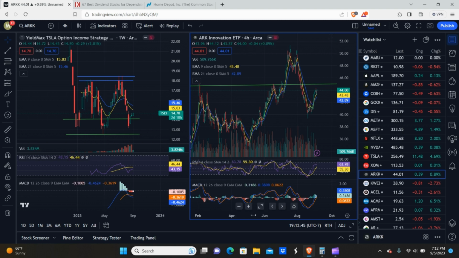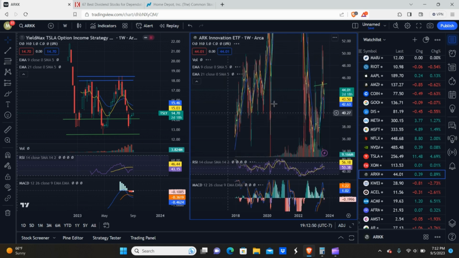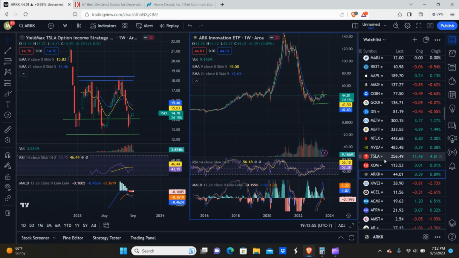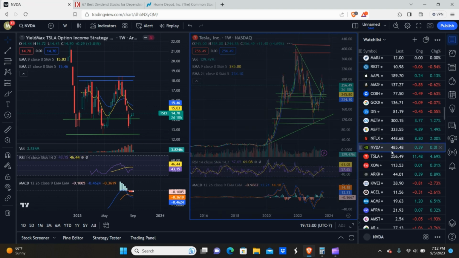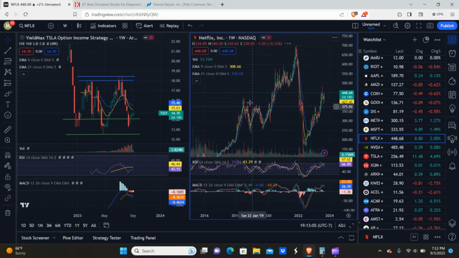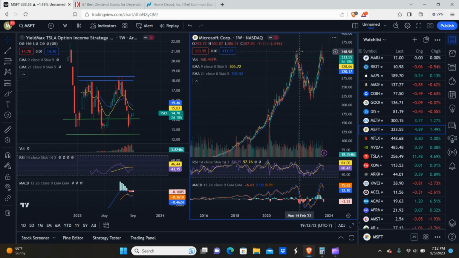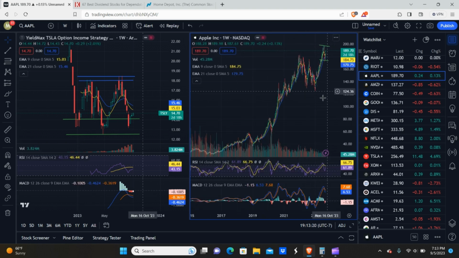ARKK is also, well, I guess this would probably be better stated on the weekly. So ARKK is pretty much just bobbing around. Tesla's kind of consolidating too. NVIDIA is basically a moonshot. Netflix is kind of going all over the place. Microsoft is more or less straight up. Looks like maybe a potential double top there. And Apple is pretty much straight up, retesting support here and maybe moving higher.